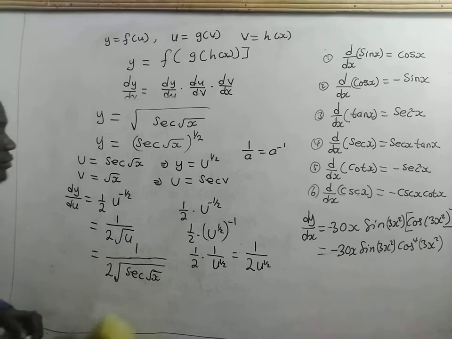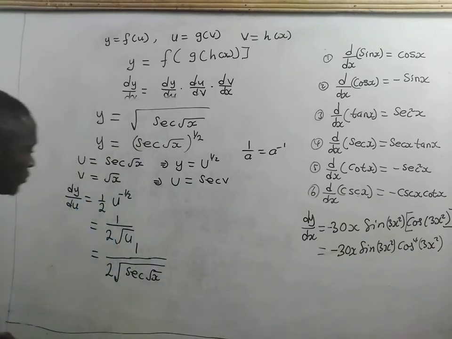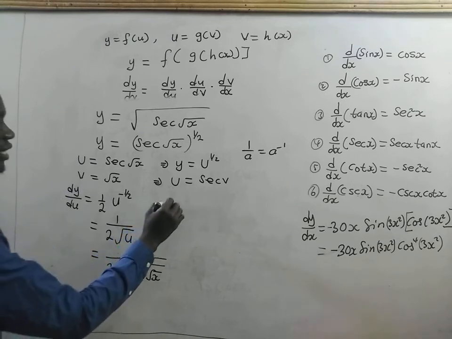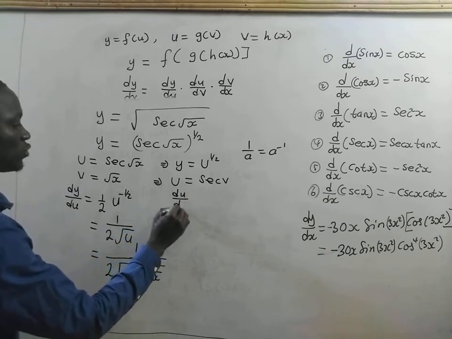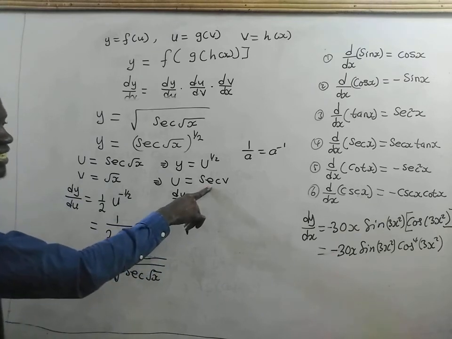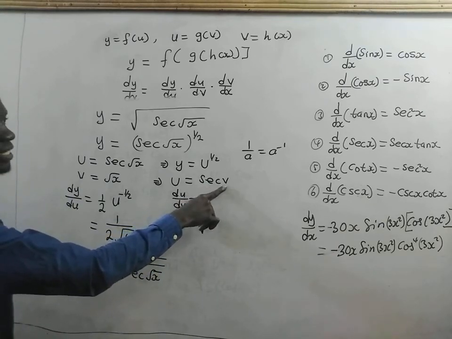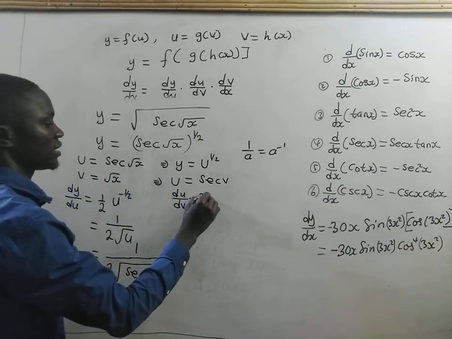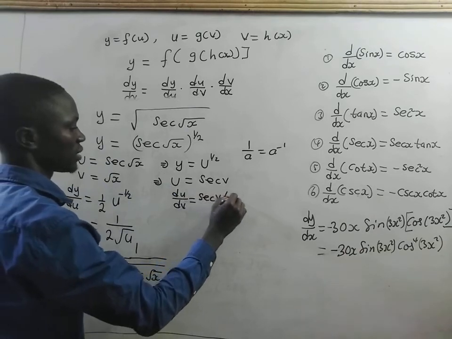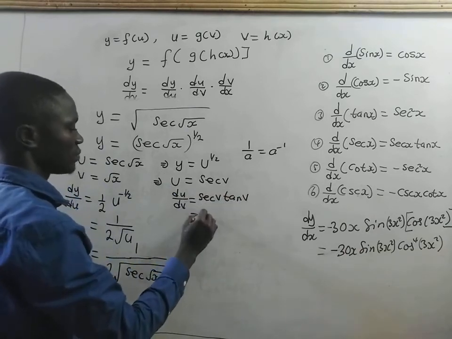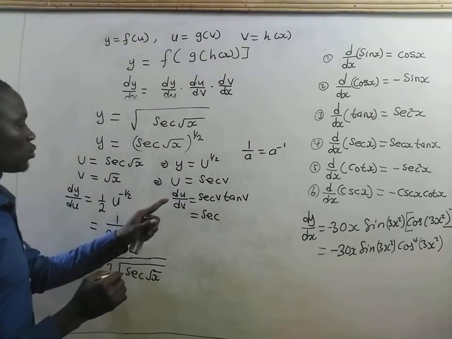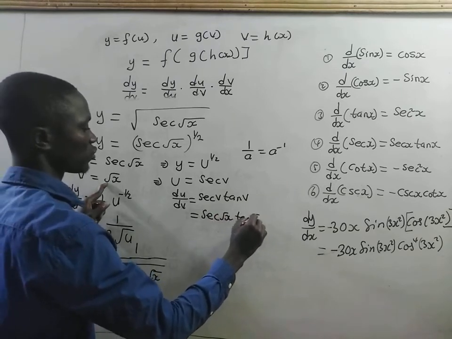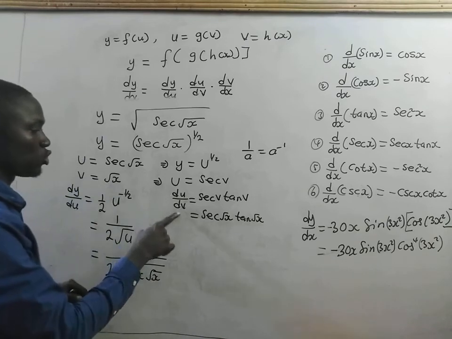Now, let us proceed. We've done dy on du. So we can do du on dv. So the derivative of u with respect to v is equal to, if we differentiate secant of v, what do you get? You are going to get secant of v times tangent of v. And it's the same as secant of, what is v? Square root of x. Square root of x, tangent of square root of x. So this gives us our du on dv.